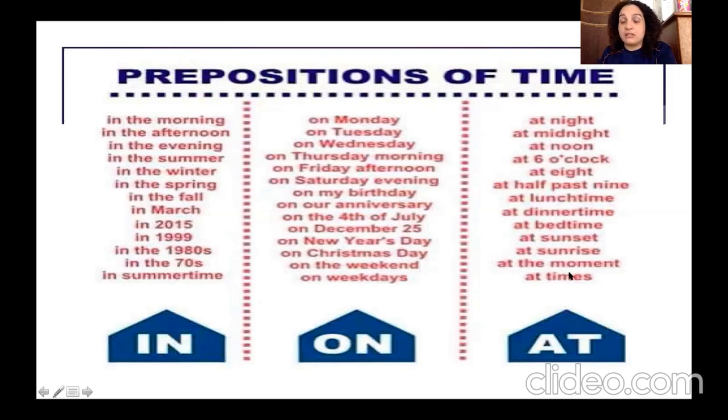And when do we use at? Only when we talk about time or expressions that mean time, with the exception of night. We use at night, not in the night. Why, teacher? Conventions. So I say at night, at midnight, at noon, at 8, at 6 o'clock, at 9:30, at lunchtime, at dinner time, at bedtime, at sunset, at sunrise, at the moment, and at times, okay?